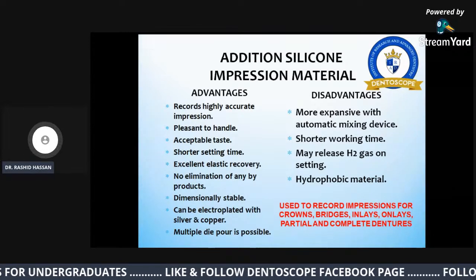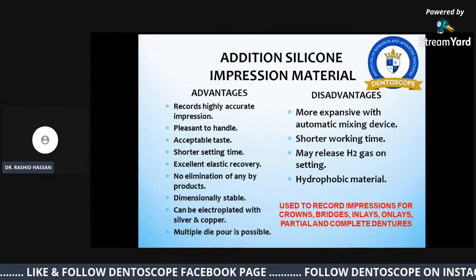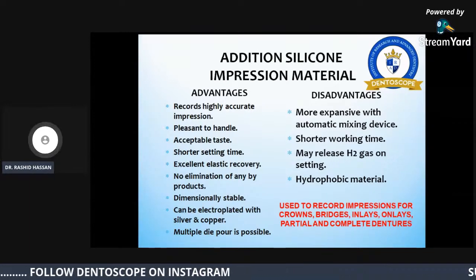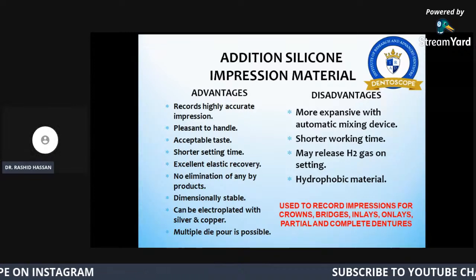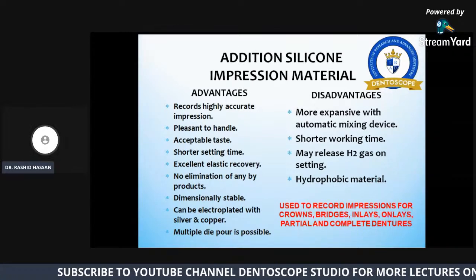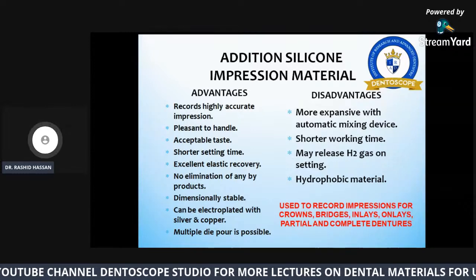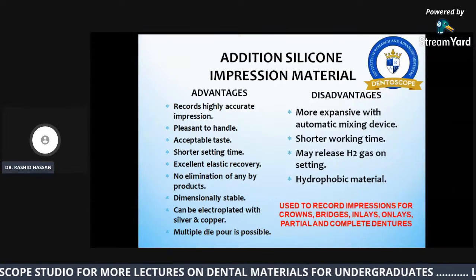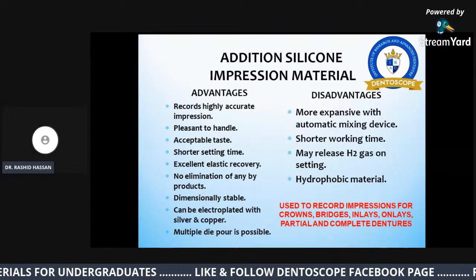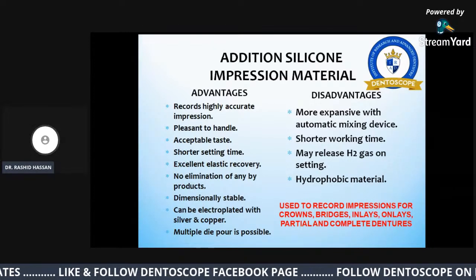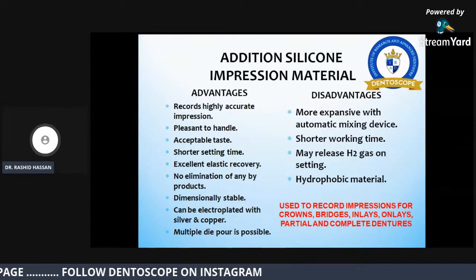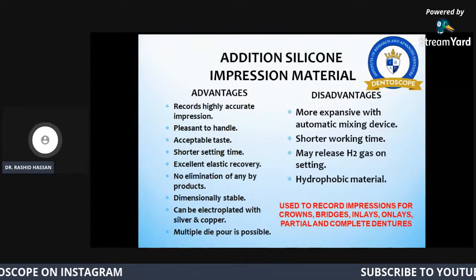So the disadvantage is the cost. It is more expensive, and the mixing machine for this, well, it can also be mixed by the other method as well. I'm going to explain them soon. So it is really expensive. I mean, it is much more expensive than the polysulfides and condensation silicon. Polyether is the only material which is much more expensive than this addition silicon. And I'm going to tell you why it is.